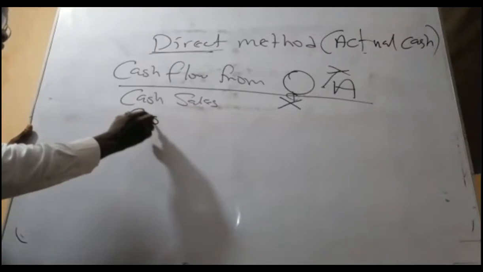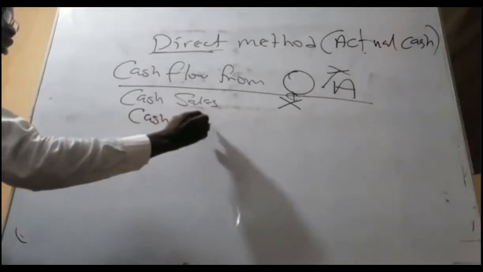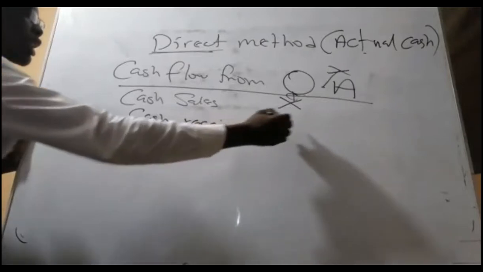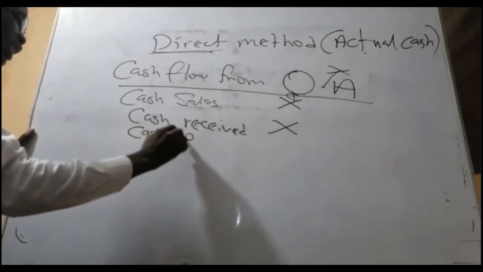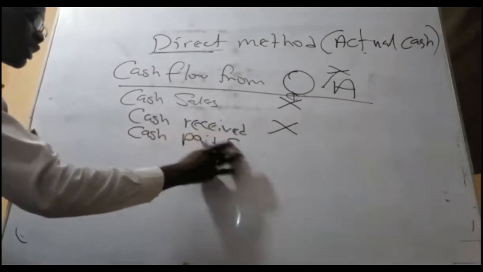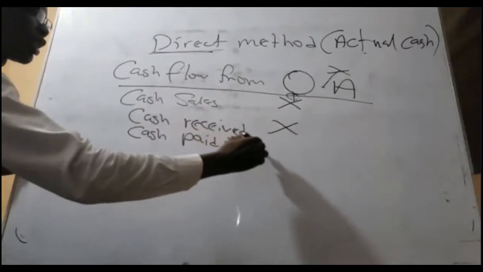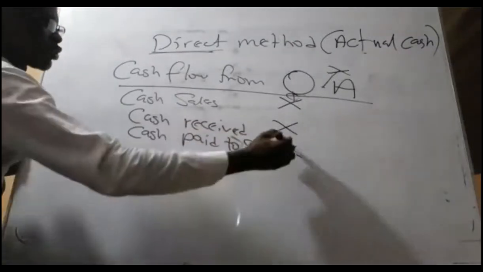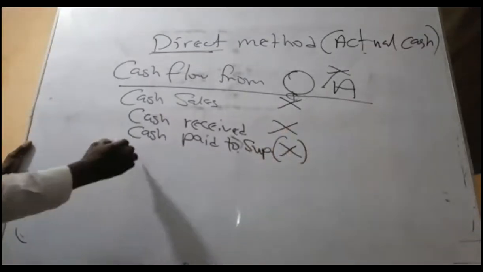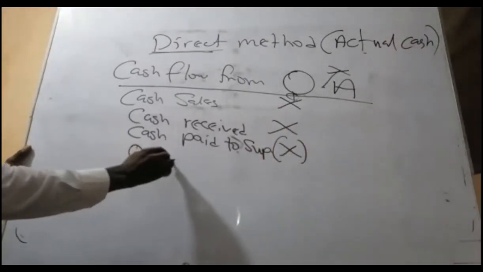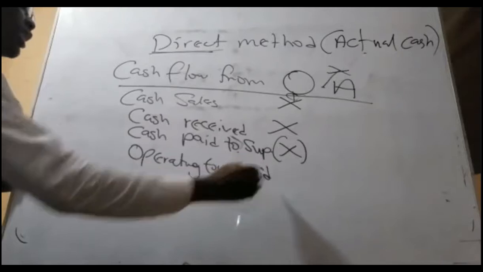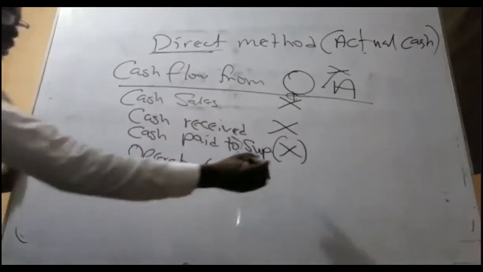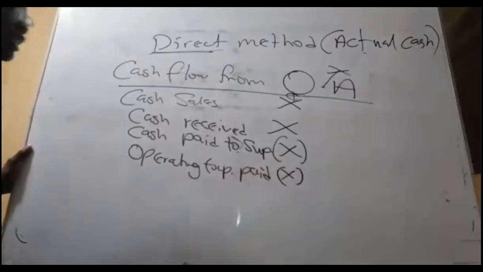Then cash received from customers, so much. Then your cash paid to suppliers. Paid to who? Your suppliers. Because it's an outflow, I'll put it in brackets. And then operating expenses paid. That is the admin and distribution cost paid.